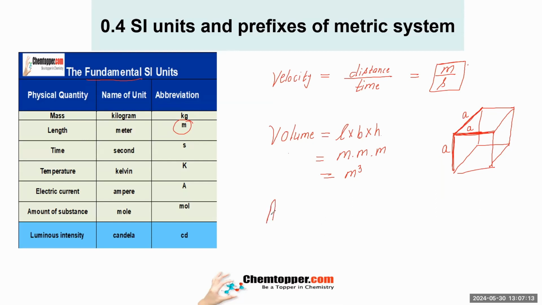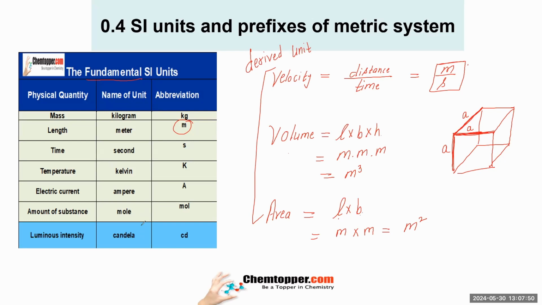Similarly, area. Area is length multiplied by width. So what is the SI unit of length? Meter. What is the SI unit of width? Meter. So the unit of area is meter squared. These are called derived units. You can derive any unit with the help of these fundamental units.